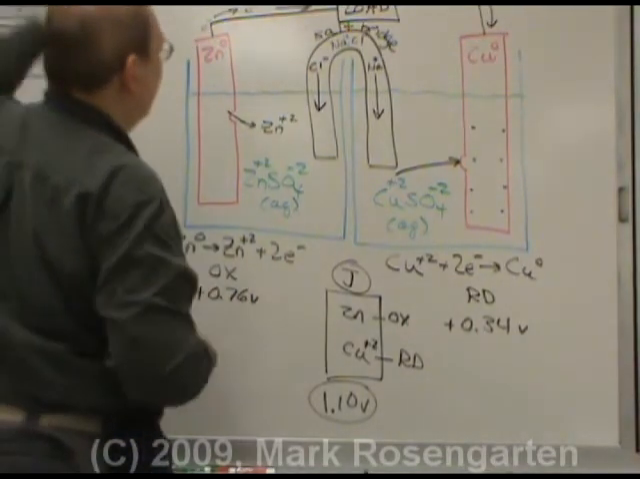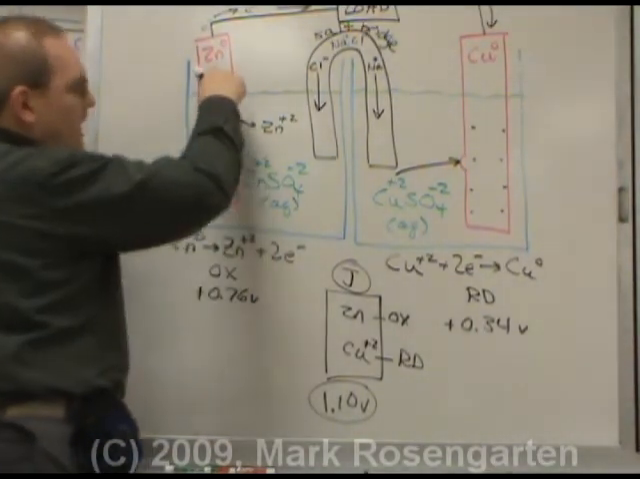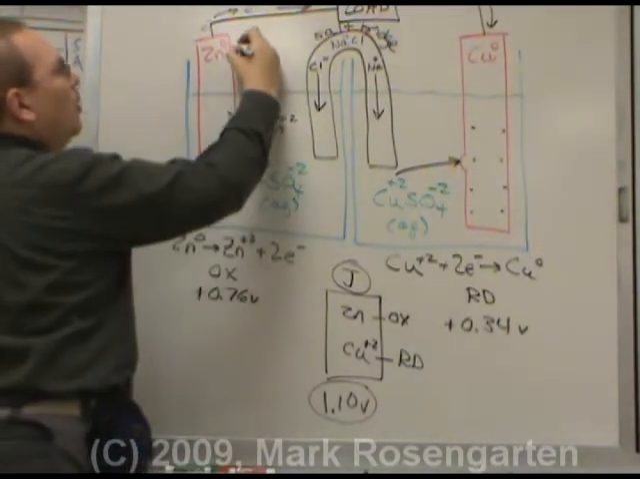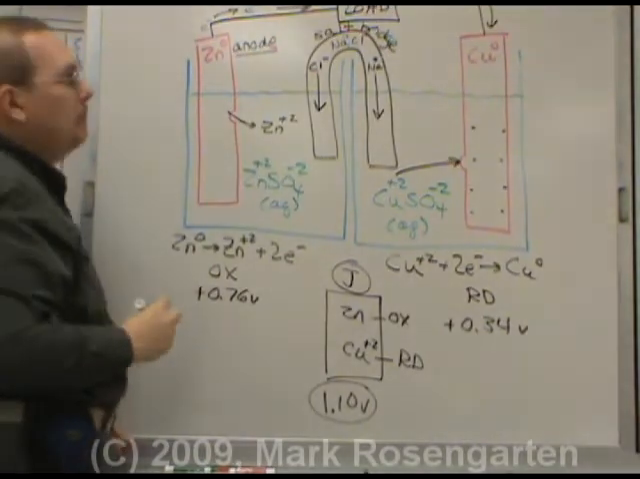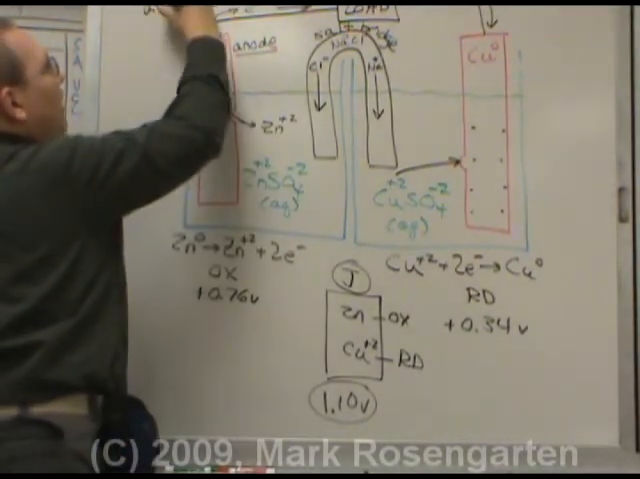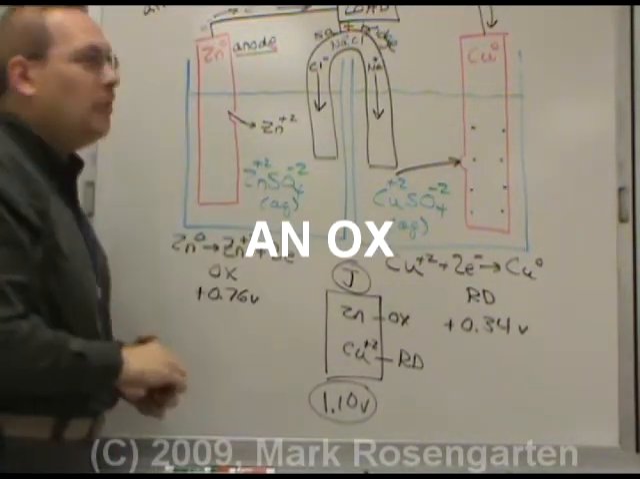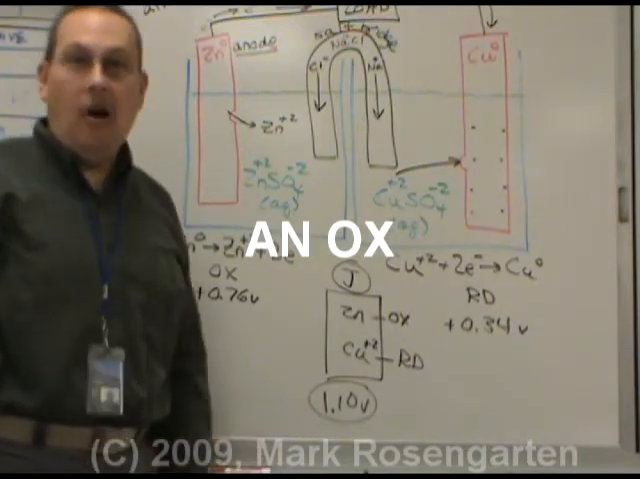Because zinc is undergoing oxidation, we call this the anode. The way you can remember this is an ox.